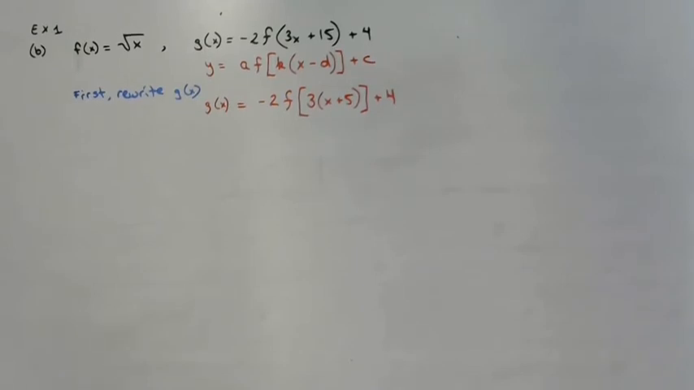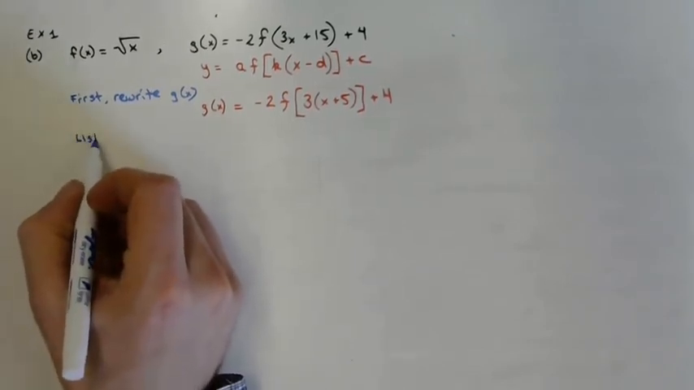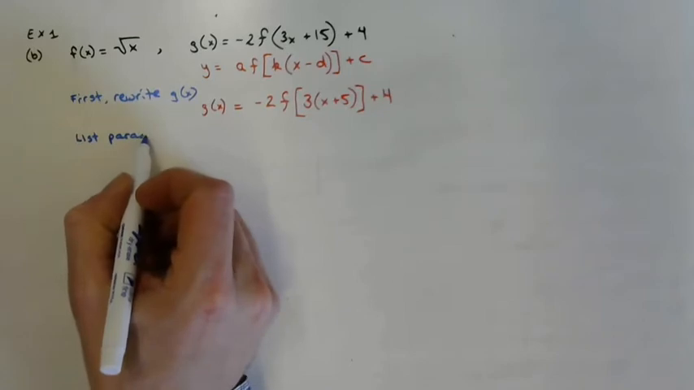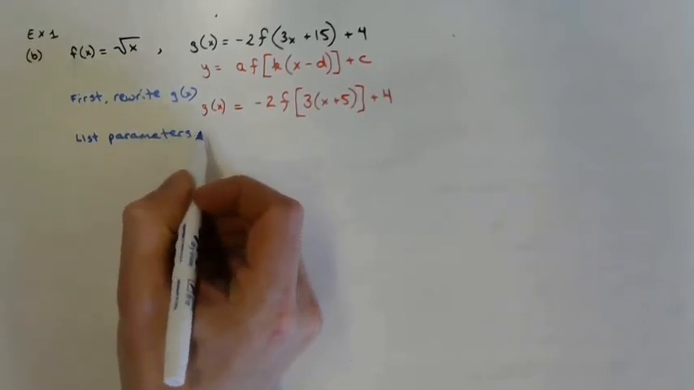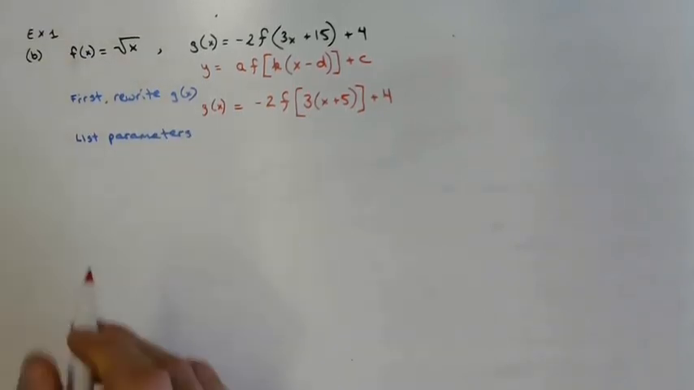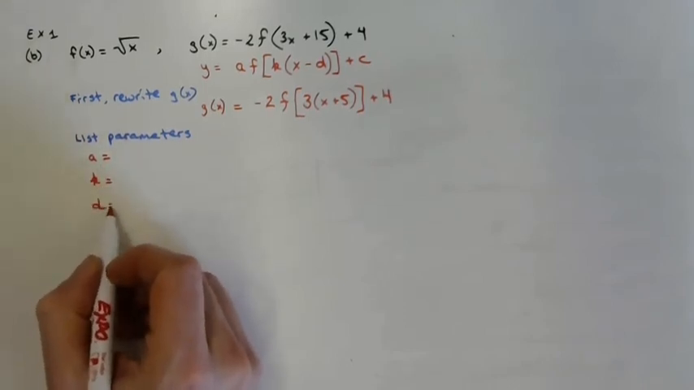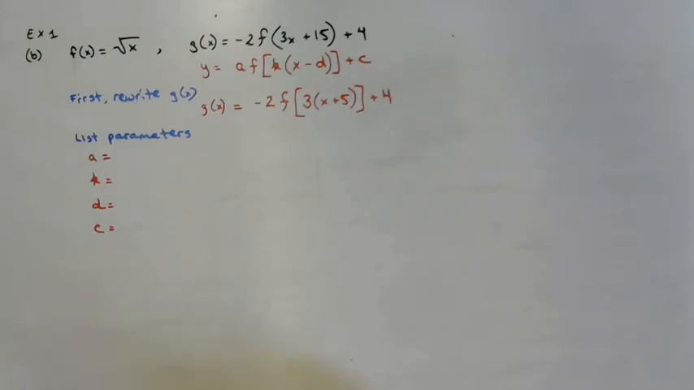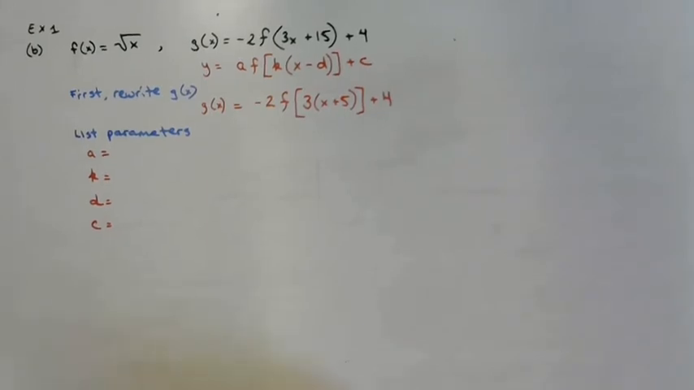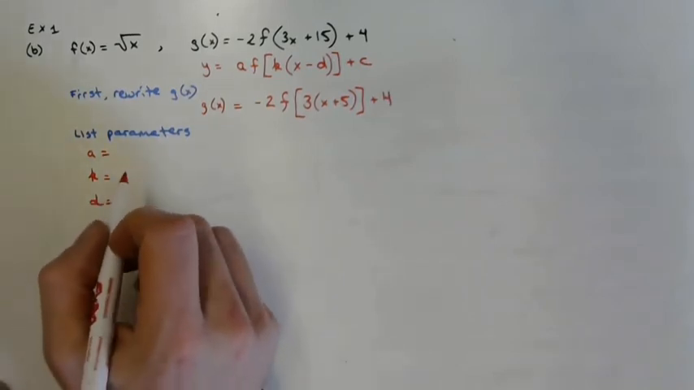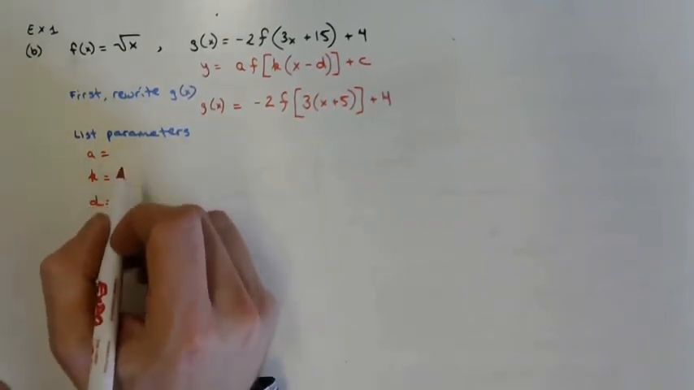So we rewrite. Now we're going to list parameters, which means a, k, d, and c. You go ahead and jot down what you think the values of those parameters are, and double check the board when you're done.